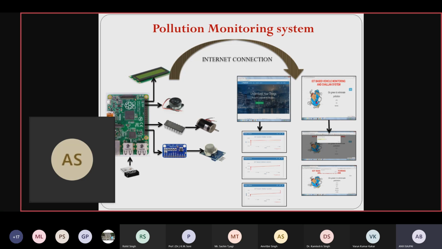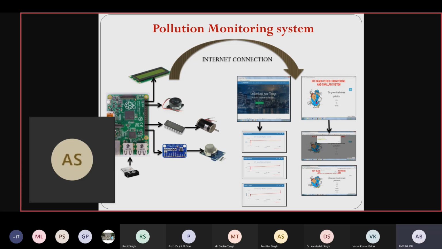The MQ2 sensor is used for sensing different types of gases in the environment, and these gases are analog in nature, so we require an ADC. So we have used a separate ADC chip specifically for that purpose. Nowadays some Raspberry Pi boards are coming, like the Raspberry Pi Pico, which provides an onboard ADC as well.